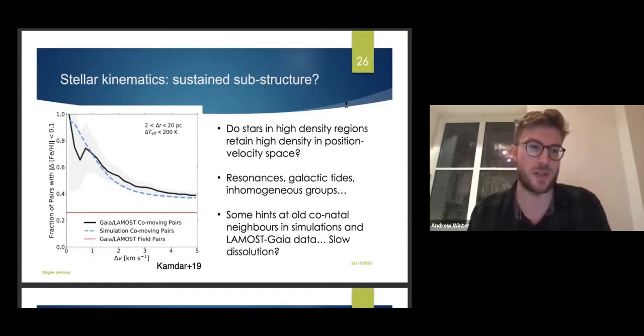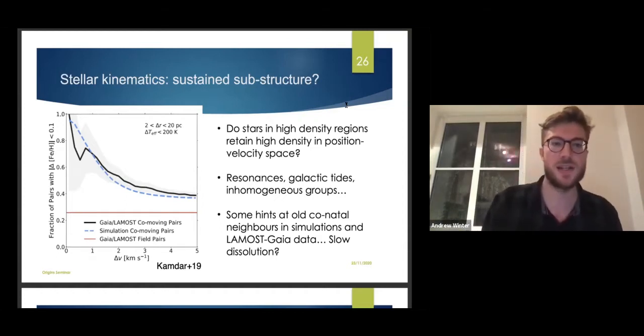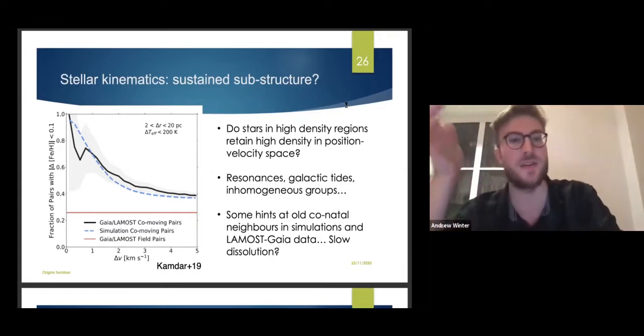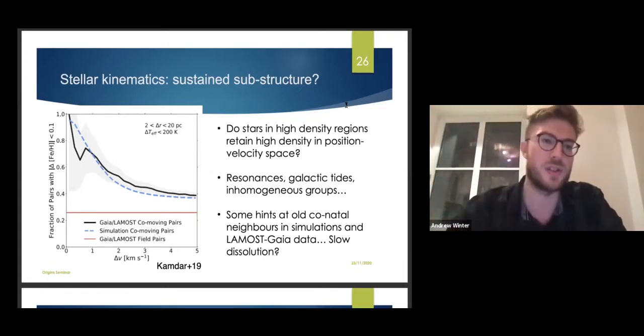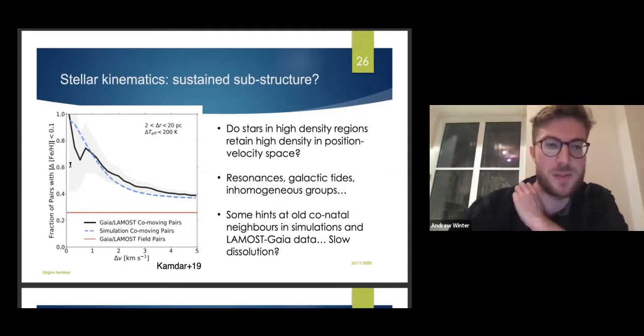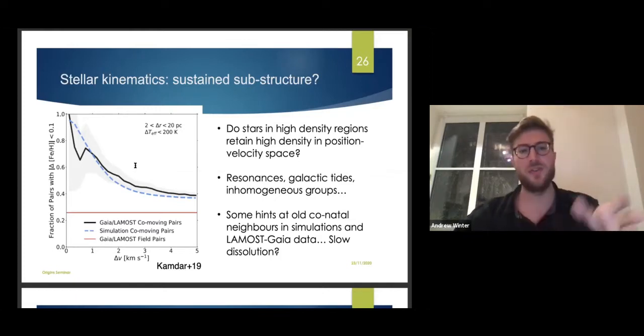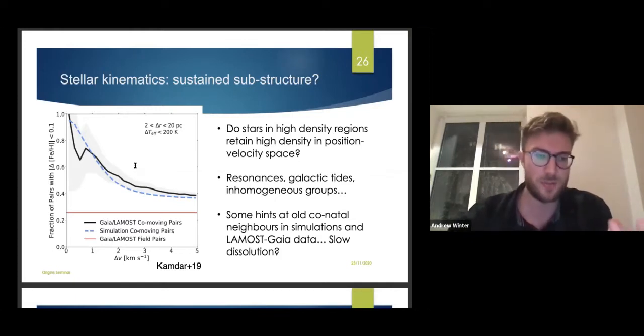If you look at the co-moving pairs in Gaia data and compare this to surveys like the MOST, you can look at the iron over hydrogen ratios, the difference between co-moving pairs, and you see this excess which is present in both the simulations and in the Gaia and MOST data. There are a few different versions of this plot. I've just chosen one of them.